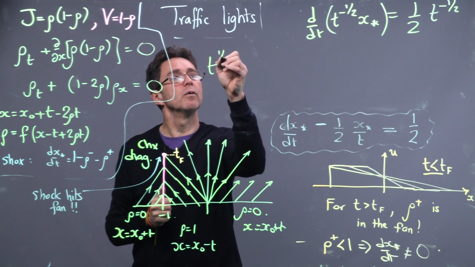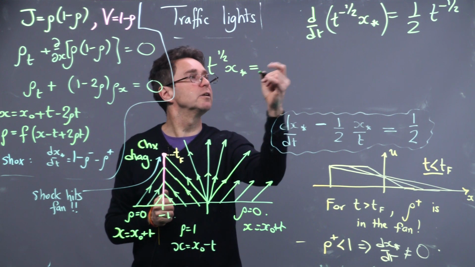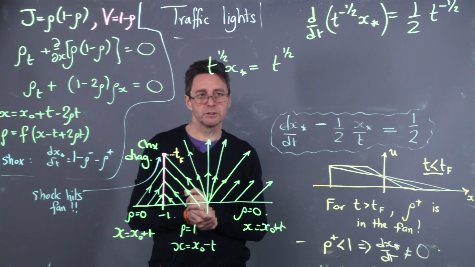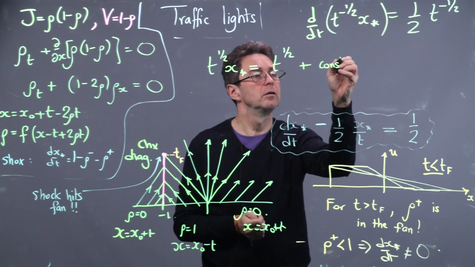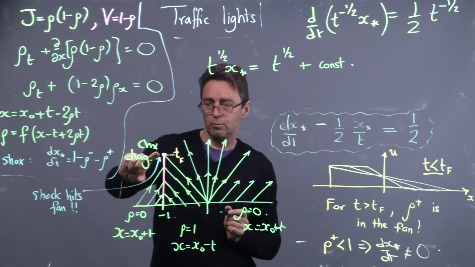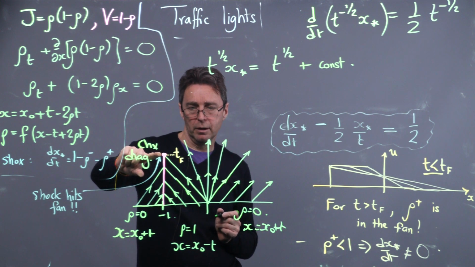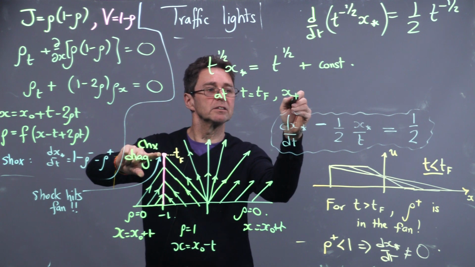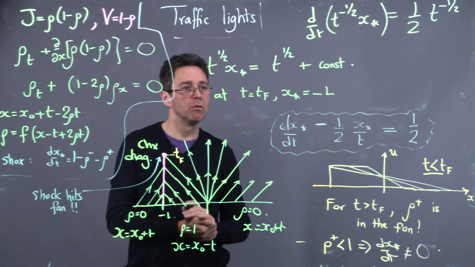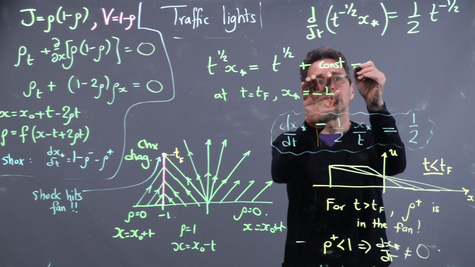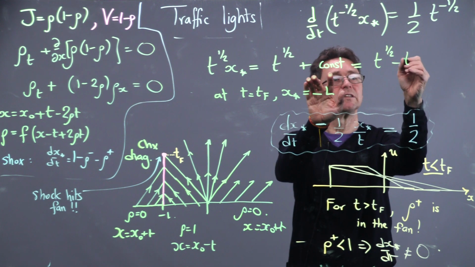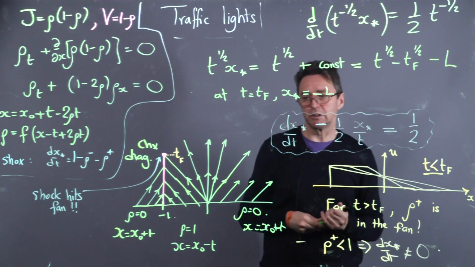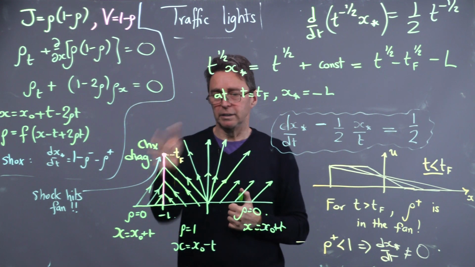And so t to the 1/2 x star is equal to, if I integrate that, that's t to the 1/2. Now I've got an integration constant. What's the integration constant? Well, I have to bear in mind that at t is equal to tf, x star is equal to minus L. So I can now choose that. It's t to the 1/2 minus tf to the 1/2 minus L. That puts the shock here when it starts to move.